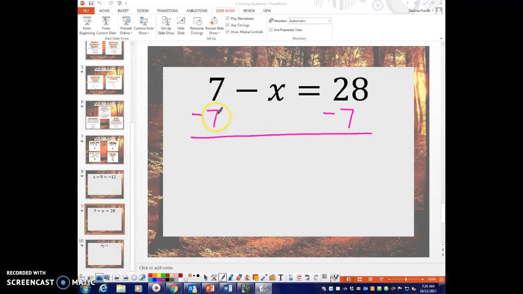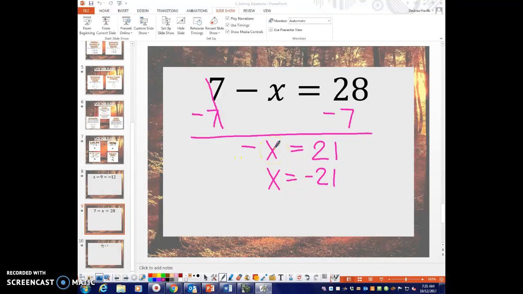7 minus 7 is 0, so it's nothing. But we still have this negative sign. So remember to write negative x equals, what is 28 minus 7? What is it? 28 minus 7. 21. Okay? But then you have this negative.